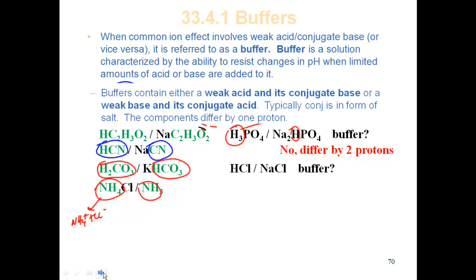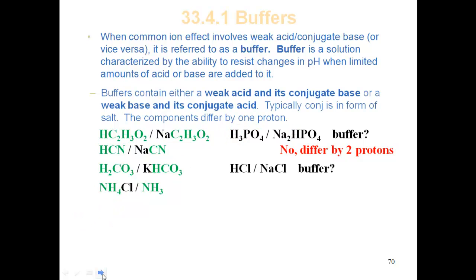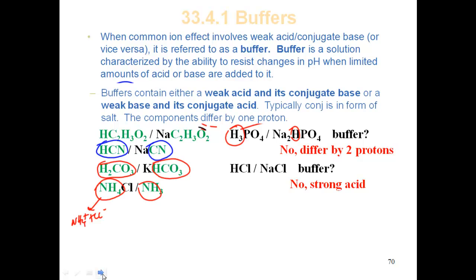What about HCl and sodium chloride? Well, we're talking about HCl and Cl minus. That differs by a proton, so it looks like a conjugate acid-base pair, but we're talking about a strong acid. So that Cl minus is not really a conjugate base. It's not going to undergo any appreciable hydrolysis. So by the definition of a buffer, HCl and sodium chloride is not a buffer. So the answer is no. It's a strong acid, so it's not a buffer.